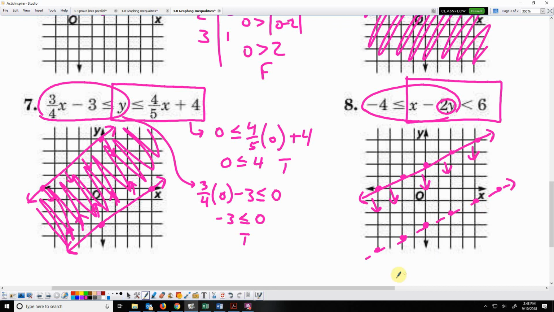So these two will never intersect, so it won't come to any particular point. It's just going to be this corridor right here between them forever. Now this one, if I put in the origin, I get 0 minus 0 is less than 6, and that is true, so it shades up. So what satisfies the inequality is everything on this line, everything between the two lines, but not the points on this line.